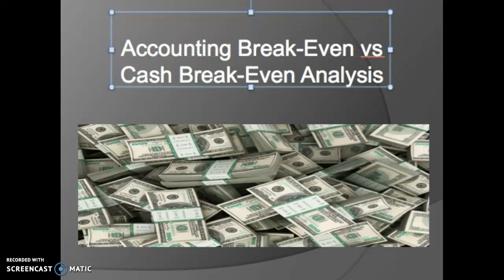The accounting break-even point is the level of sales that is necessary to cover both variable and total fixed costs, such that the net operating income is equal to 0.